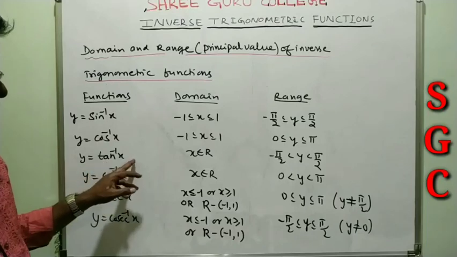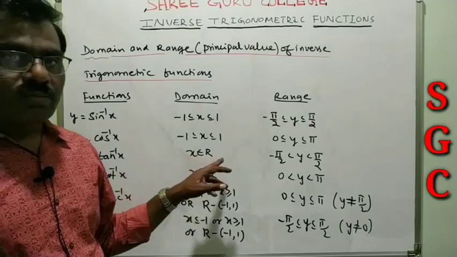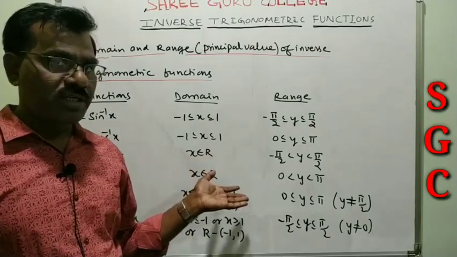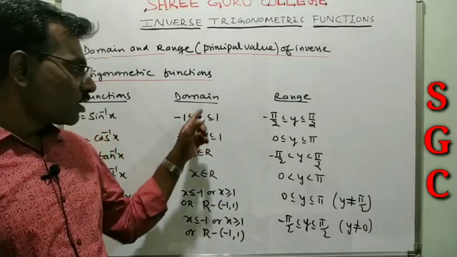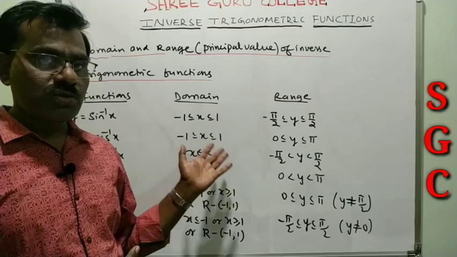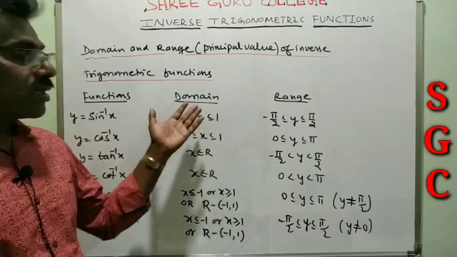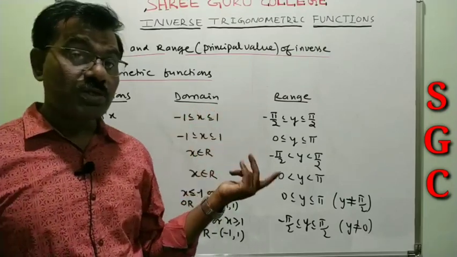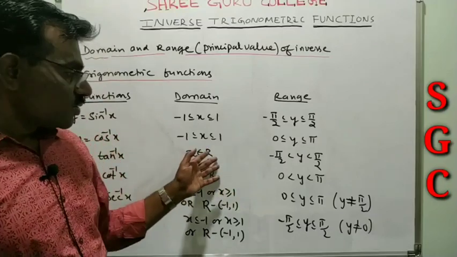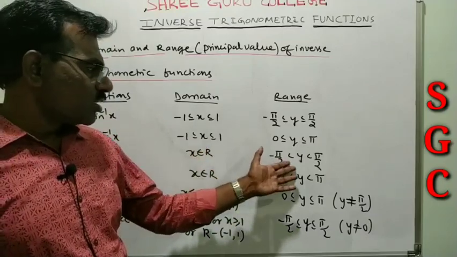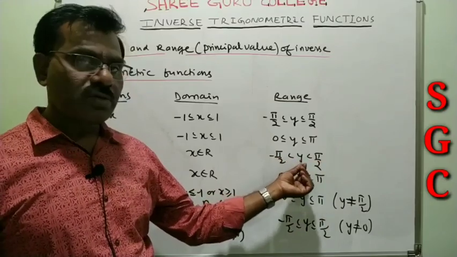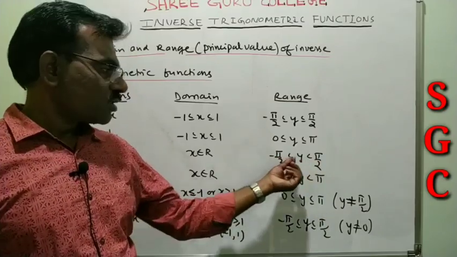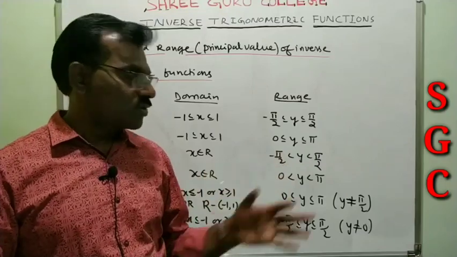So y is tan inverse of x. X belongs to R, -∞ to +∞, any real number. No restriction of domain, unlike these two, which have restricted domain -1 to +1. Sine inverse of 2 and cos inverse of 2 do not exist. So for tan inverse, any real number, and the range is -90 to +90, an open interval, because at pi by 2 infinity comes.